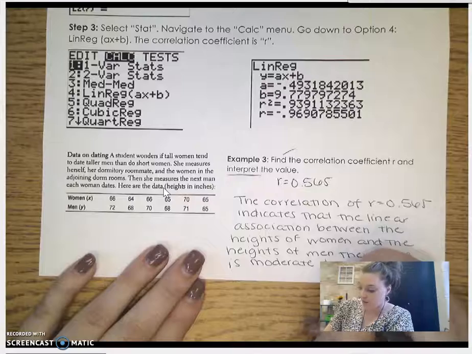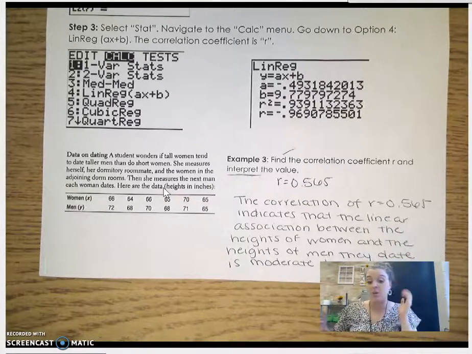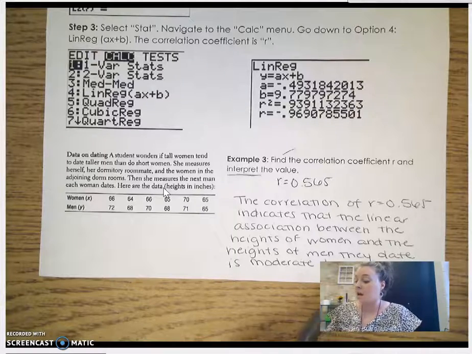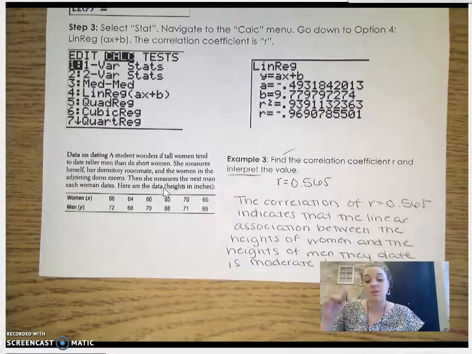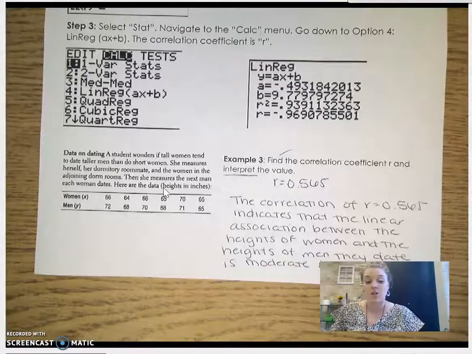and positive. So there is a moderate correlation, meaning that one can predict the other sometimes with a moderate degree of certainty, and there is a positive. So as the height of women goes up, the height of men goes up, or as the height of women goes down, the height of men goes down. They follow the same trend. That's what positive correlation means.